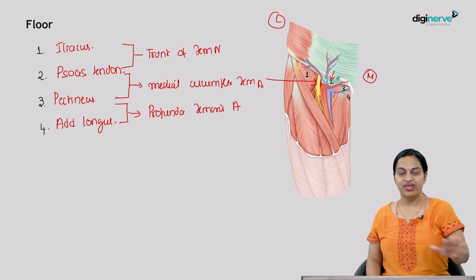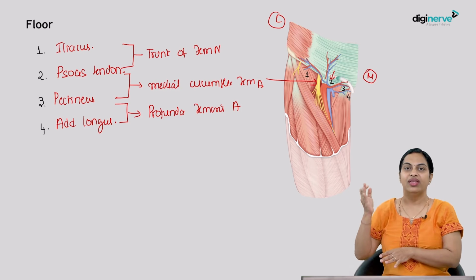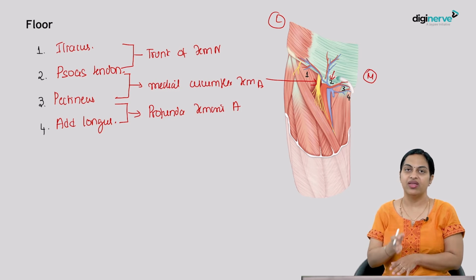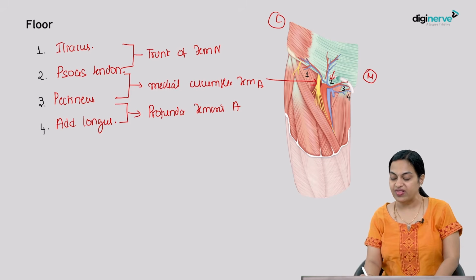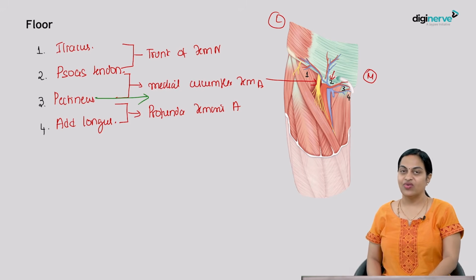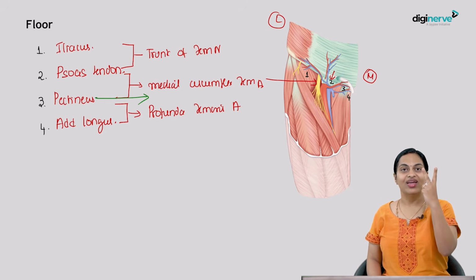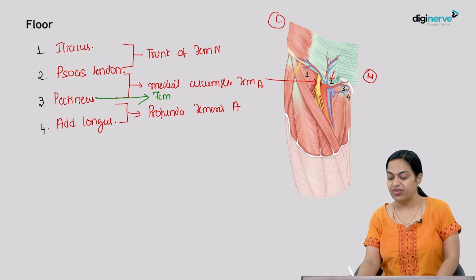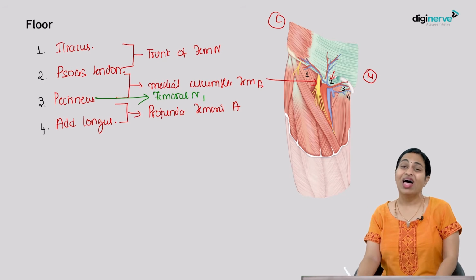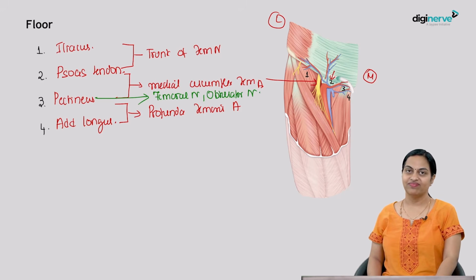Okay, so in the cadaver, make sure you identify the floor muscles from lateral to medial: iliacus, psoas tendon, pectineus, adductor longus. And please remember, this pectineus is a hybrid muscle. You see it in the front of the thigh as well as in the medial side of the thigh. It is going to be innervated by two nerves. It receives its nerve supply from the trunk of the femoral nerve, and being a muscle of the adductor compartment, it is also innervated by the obturator nerve.